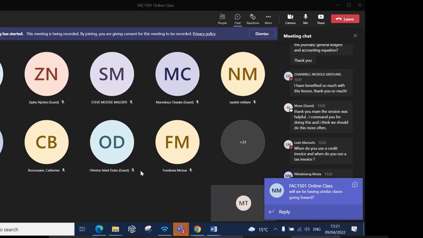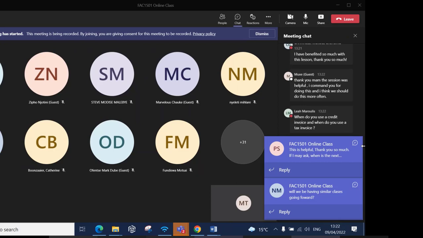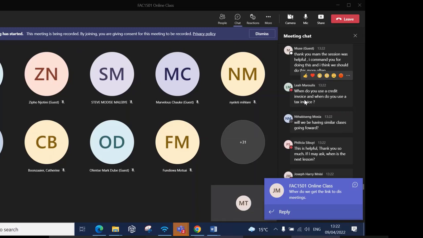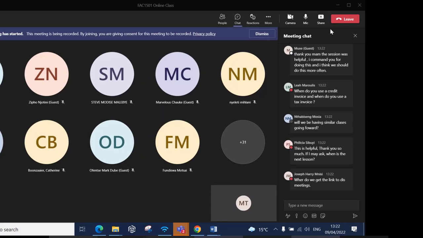When do you use a credit invoice? When do you use a tax invoice? So Leah, I'm going to give you just an example. When do you use a credit invoice and when do you use a tax invoice? Leah, I'm going to give you an example.